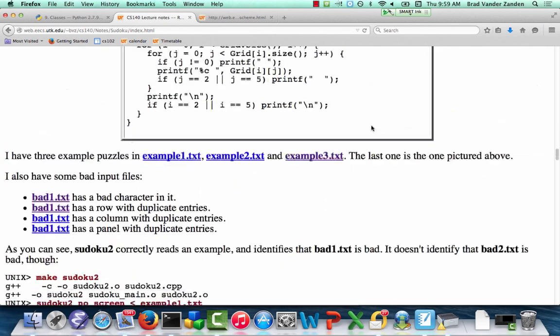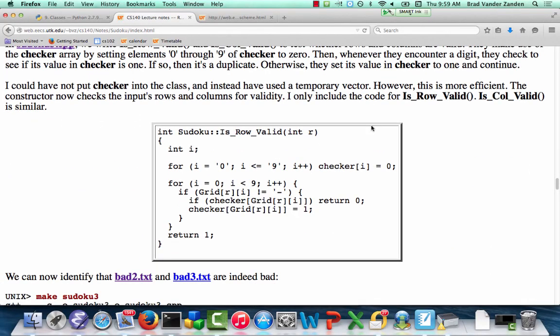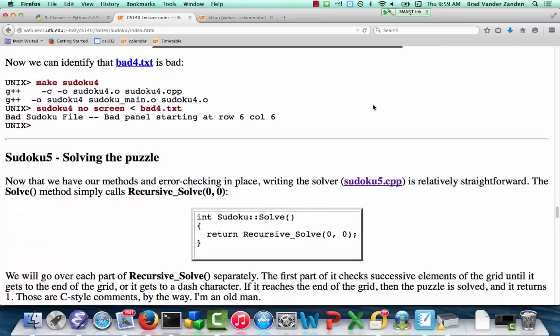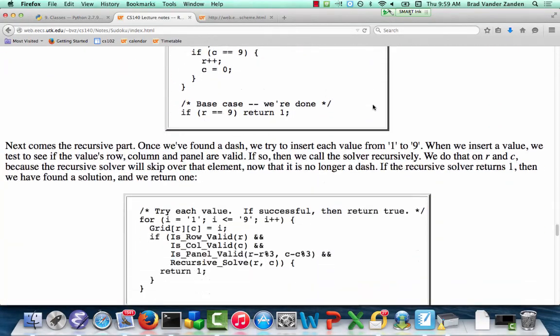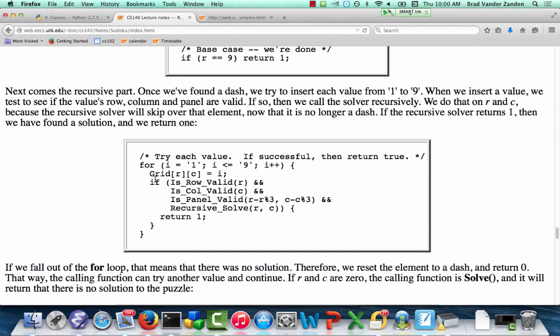So it's pretty clear which row and which column we're talking about. If we set grid[R][C] to I, it's pretty obvious which row we need to check for validity. It's row R. And which column we need to check is column C. The only thing that's not so obvious is which panel we need to check. And this is the code that Dr. Planck uses for checking to see which panel we are part of.